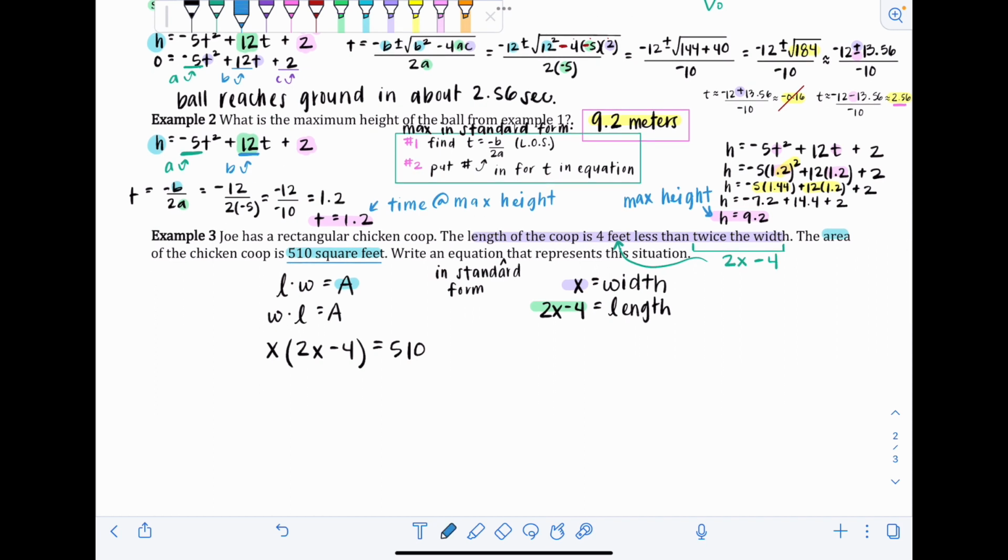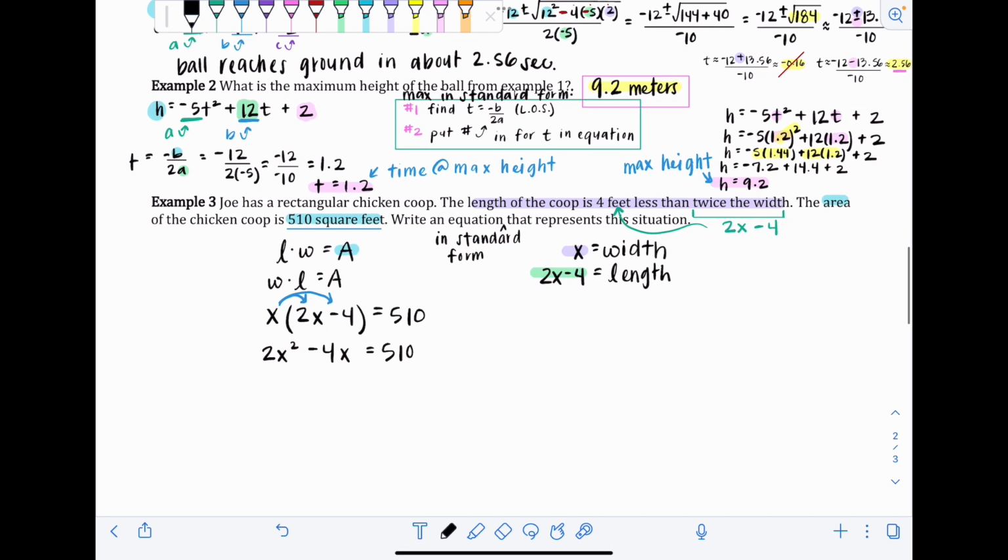So first I need to distribute. So I would do x times 2x, that's 2x squared. And x times negative 4 is negative 4x equals 510. And then I need everything on one side of the equal sign, so I have to cancel out that 510. Because it's positive, I'm going to subtract it over to cancel it out on the right side.